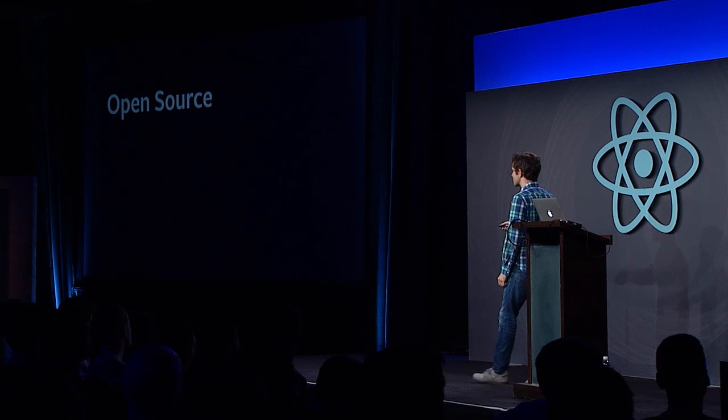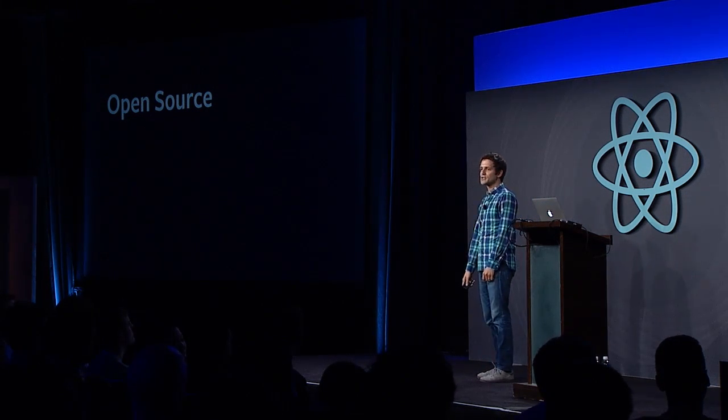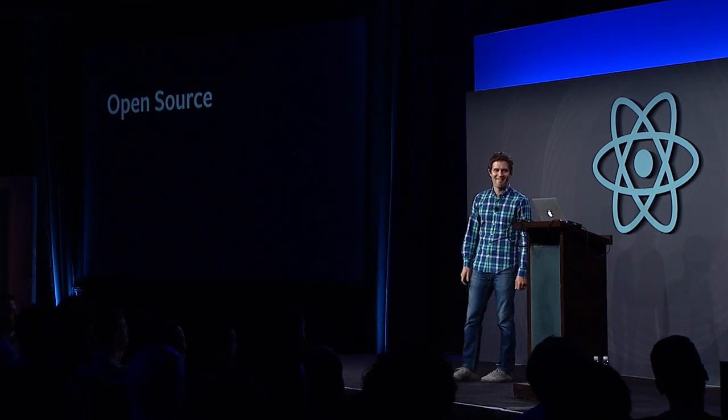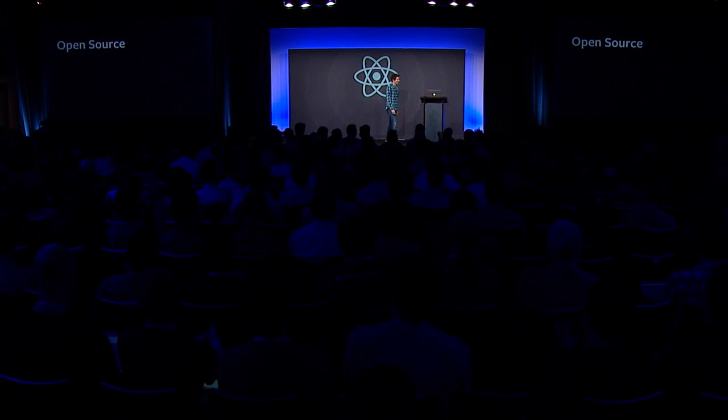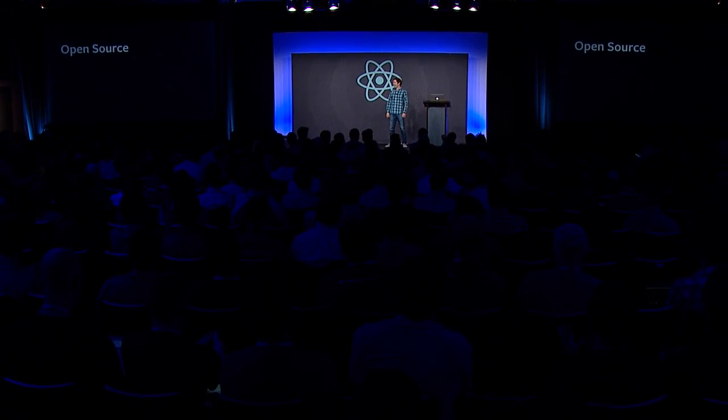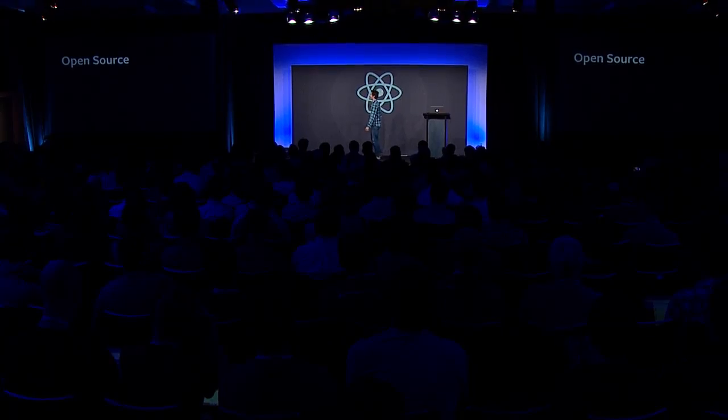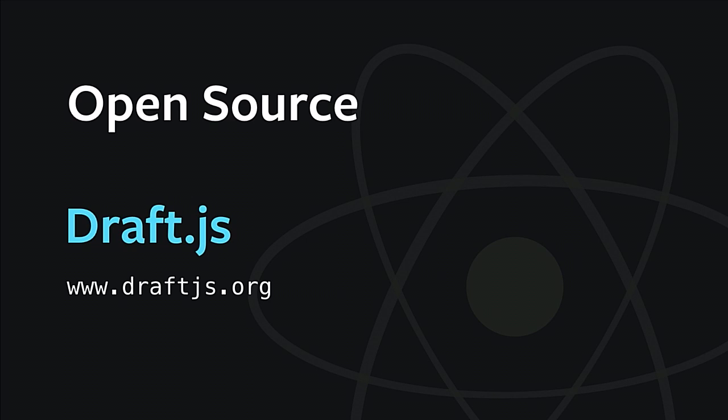So when we find solutions that we're pretty happy with, we like to share them with the community. So we are announcing, as of this morning, we are open sourcing the framework for this. We're calling it Draft.js. You can go to draft.js.org. Check it out. All the code's on GitHub.